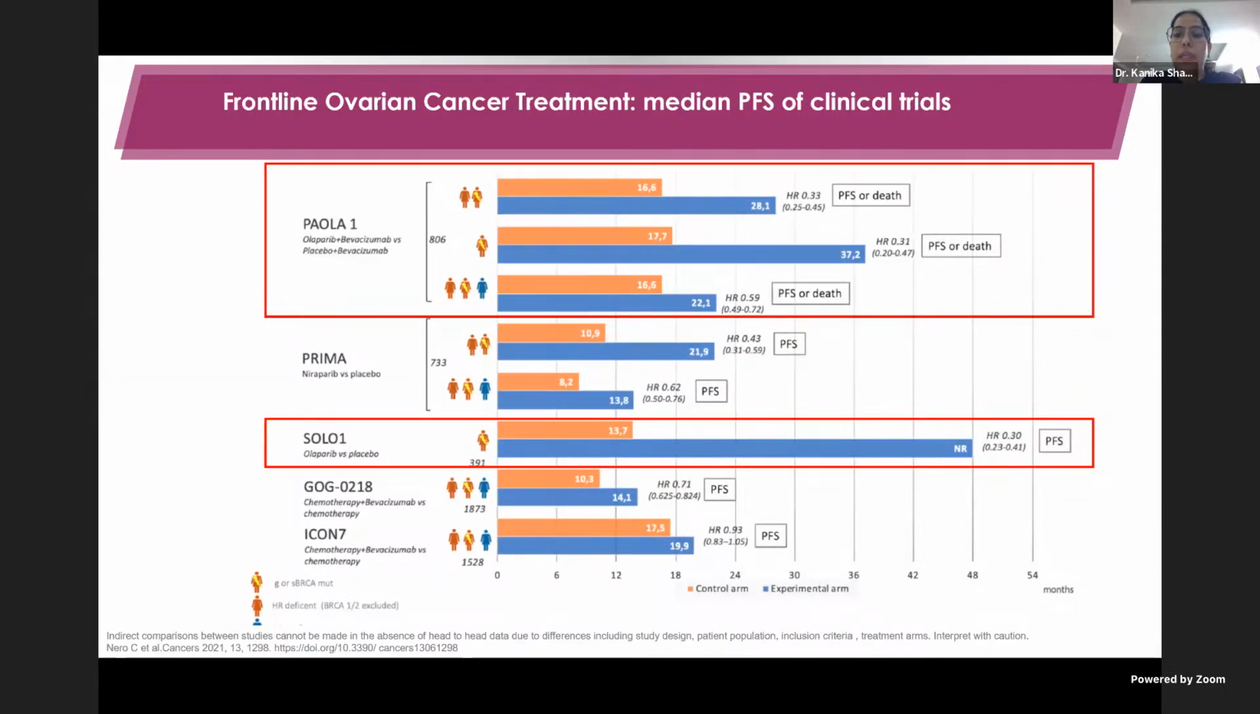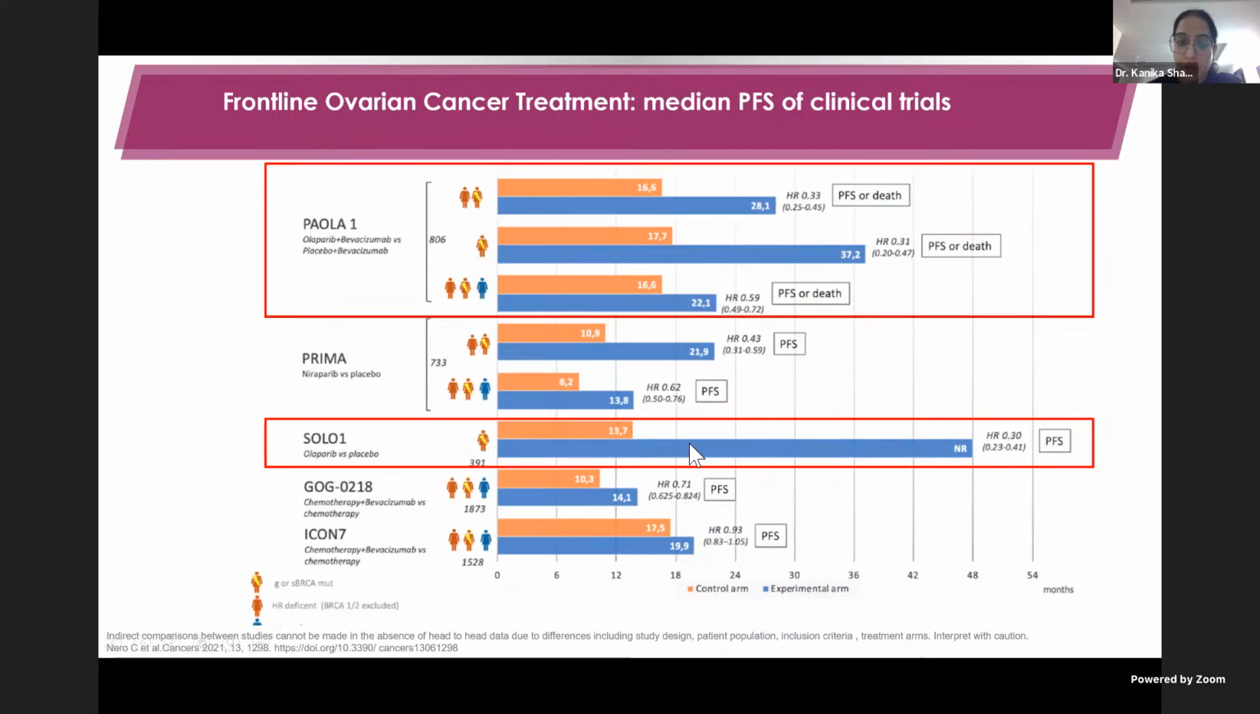So when we talk about the results of these agents, as you can see in the chart with olaparib, also in combination with bevacizumab, there is a significant difference between the two arms when we talk about the BRCA mutated and the HRD deficient patients. And when we just solely talk about the BRCA mutated, it's a beautiful result of around 20 months prolongation of PFS in the olaparib arm. And when we talk about the intention to treat also, there is around 6 months increase there.